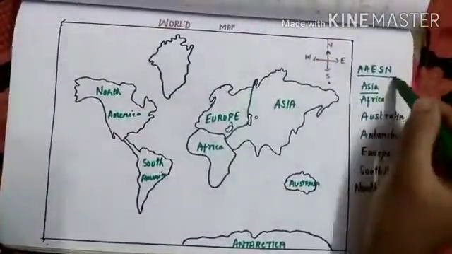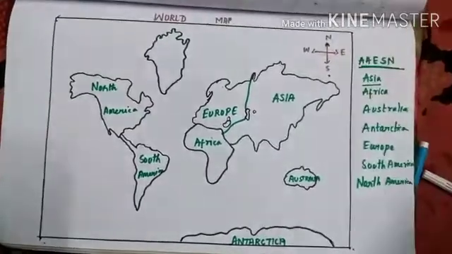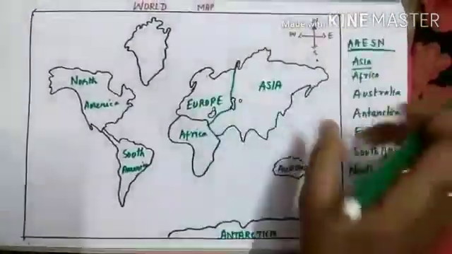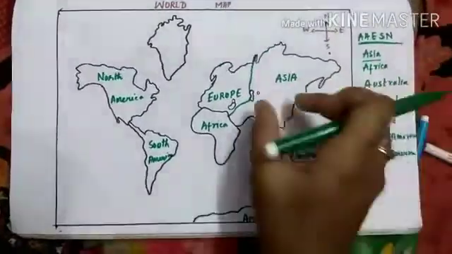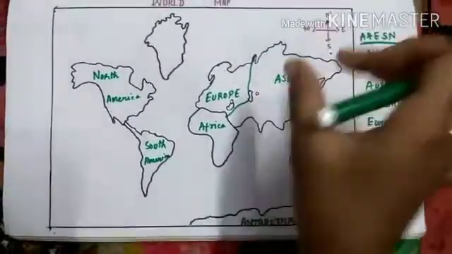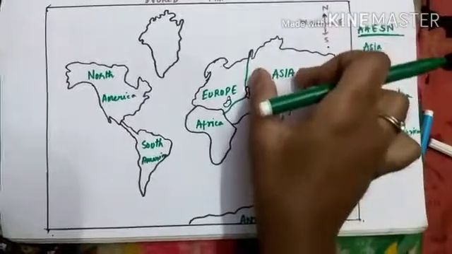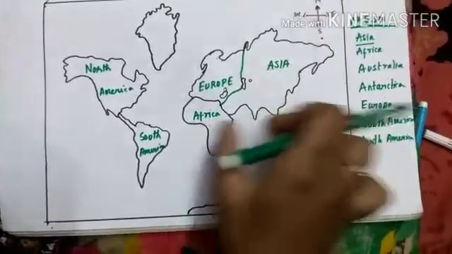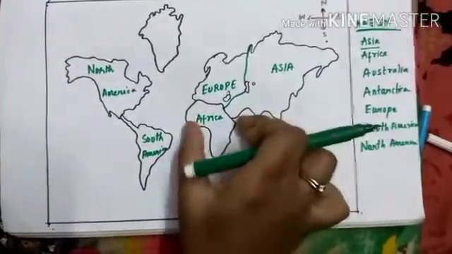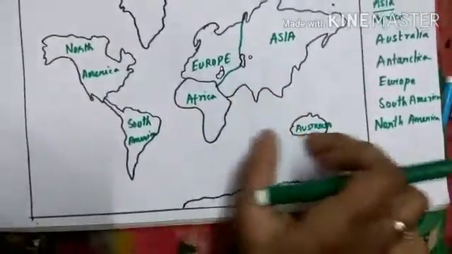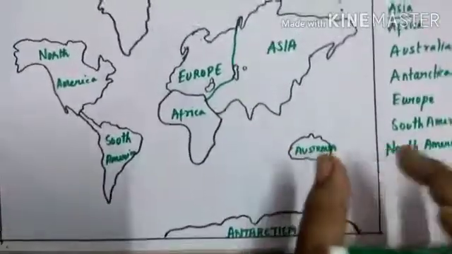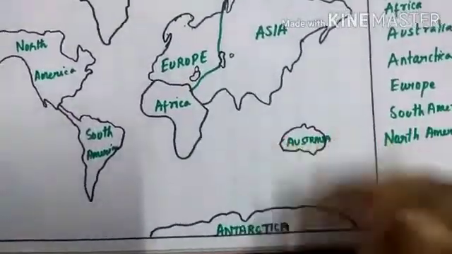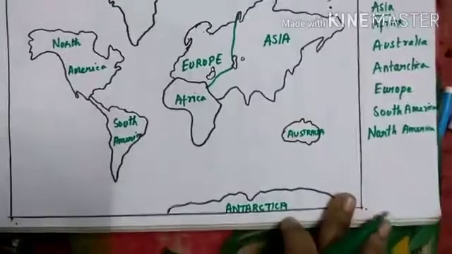First thing you have to memorize this one: A4ESN. Asia is the largest continent. By seeing the world map, you are able to mark which one is Asia. Once you mark Asia, come below this and check which one is near. That is Africa. Come below, which one? Smallest. Australia is the smallest. So mark Australia and come down, Antarctica.